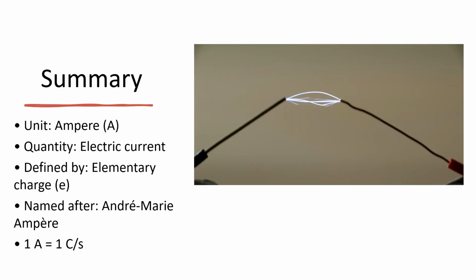To summarize, the ampere measures the flow of electric charge. It's defined using the elementary charge of the electron, and it honors the scientist who helped uncover the deep connection between electricity and magnetism, André-Marie Ampère.